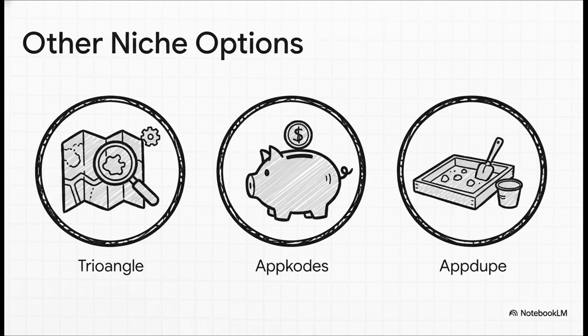Triangle is great for custom, region-specific stuff. Like, say you're building a marketplace just for vintage watches and you need unique verification features. AppCodes is a solid choice if your main focus is making money from day one, because it comes packed with monetization tools already built in. And then there's AppDupe, which is perfect for smaller, more experimental projects, or just getting a quick MVP out the door to see what users think.